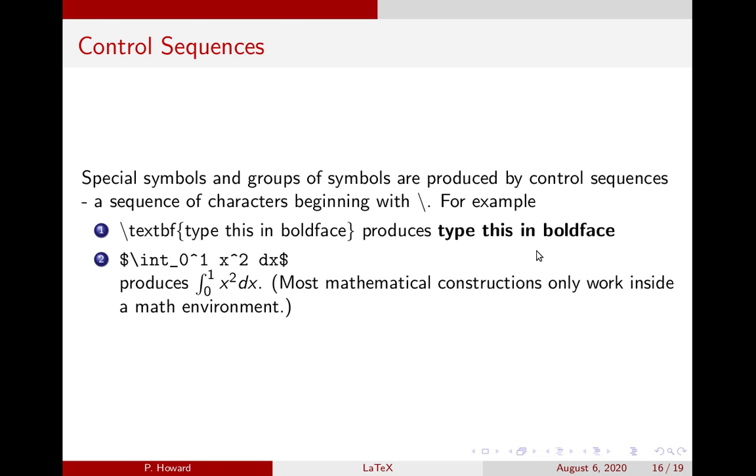And for special symbols that we need for mathematics, or special groups of symbols, they are produced by control sequences. A control sequence is a sequence of characters or a word starting with a backslash. So here are several examples. The \textbf control sequence, followed by some text in braces, produces the text typeset in boldface.